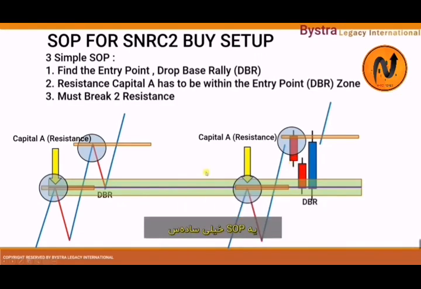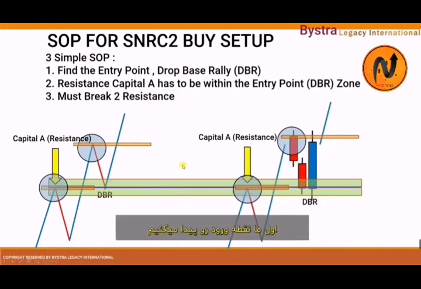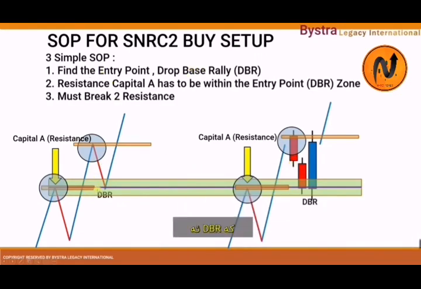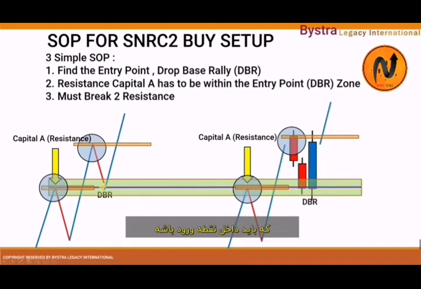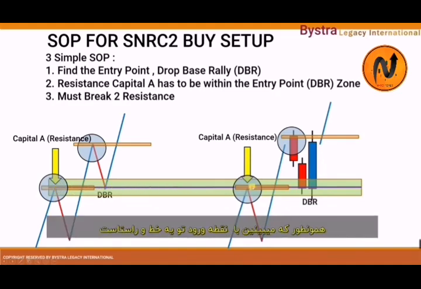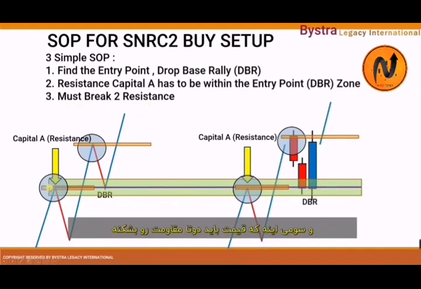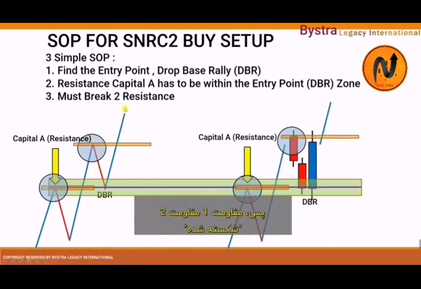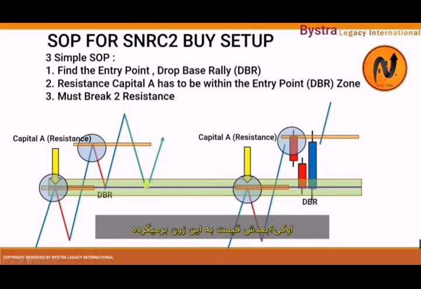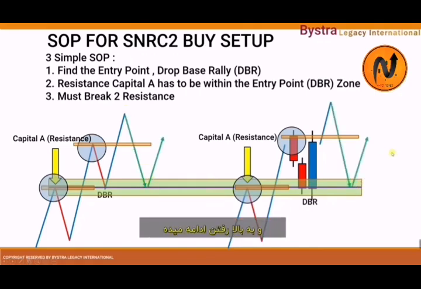Don't get confused. This is a very simple SOP. First we find the entry point, which is the drop base rally. Then the next thing we need to find is the capital A has to be within the entry point. As you can see, this is aligned with the entry point. And third, it must break the 2 resistance. This is the first one, broke the second resistance. So resistance 1, resistance 2, it broke. Then price will come back to this zone and continue upwards. Got it? Very good.